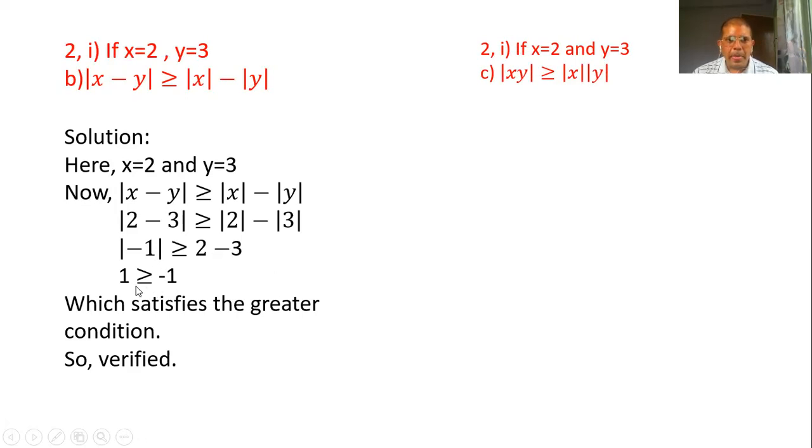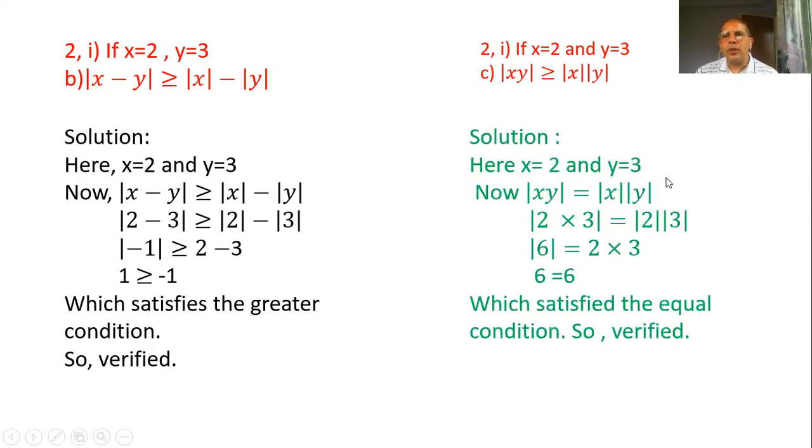You got here 1 is greater than −1. So there are two signs, one is greater than and the other is equal, but in this condition greater is satisfied, so we satisfy the greater condition, so verified. For this also, exactly the same. Now this one, solution: x is equal to 2, y is equal to 3.